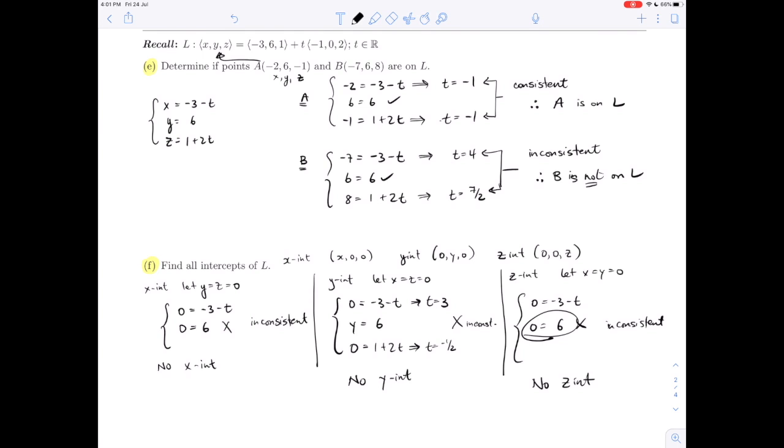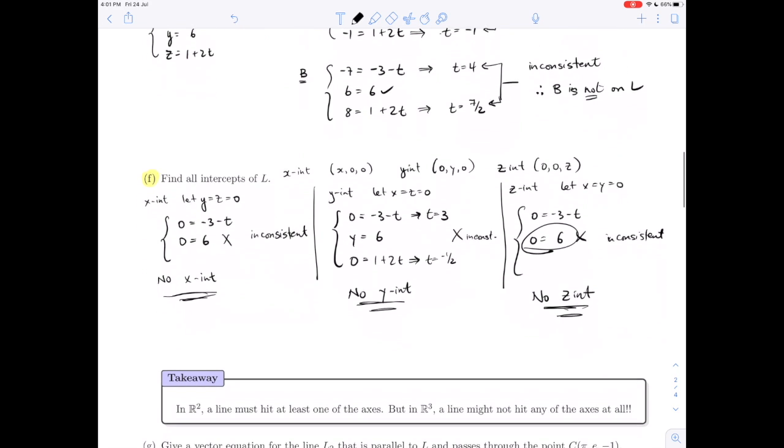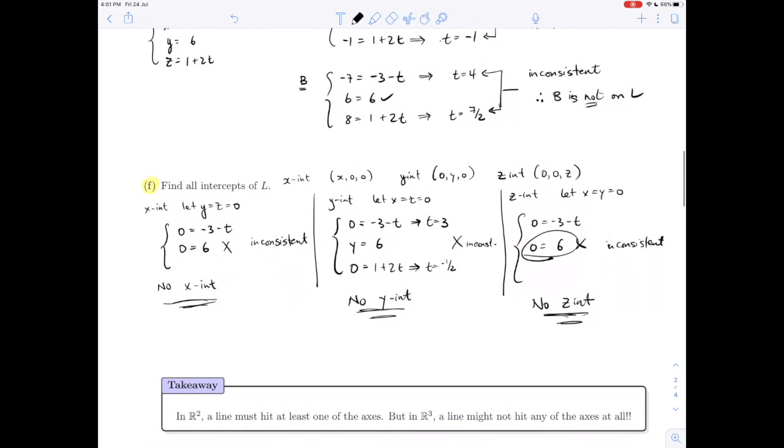And that is something that might be a little surprising to you. In calculus and in high school, it was very unusual for a line not to have an intercept. In fact, a line in R2 must hit at least one of the axes. It must. But in R3, a line might not hit any of the axes at all. So that's a little bit of a foreshadowing of what's coming next, that there are things that behave maybe a little bit differently than you have seen before, because R3 is much bigger. There's more space around for the objects to live in.